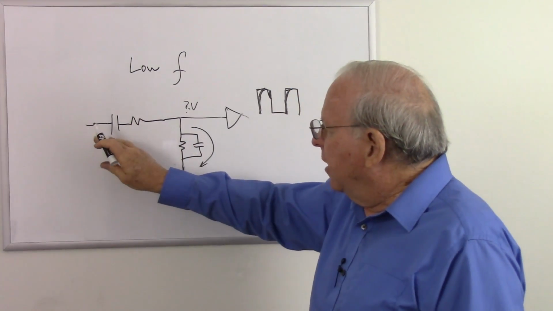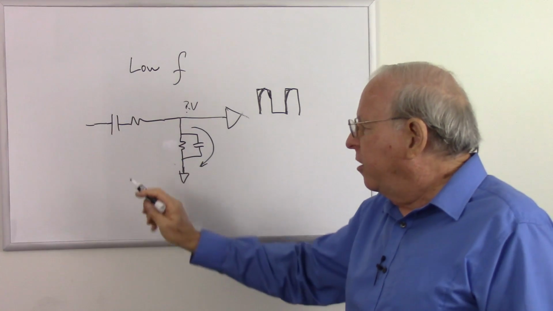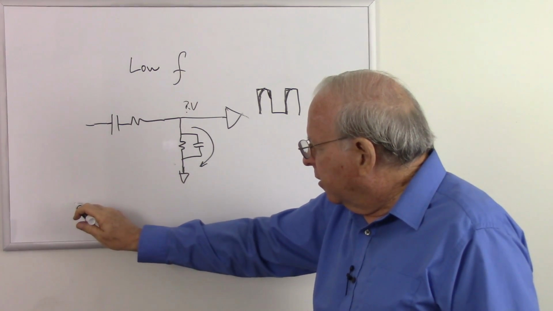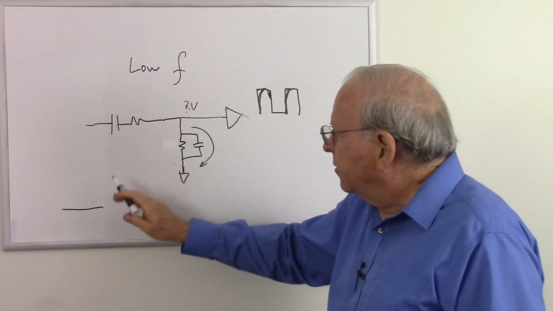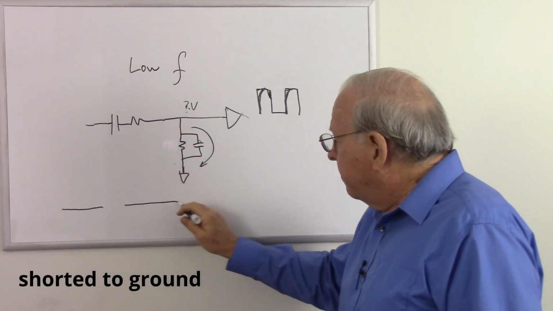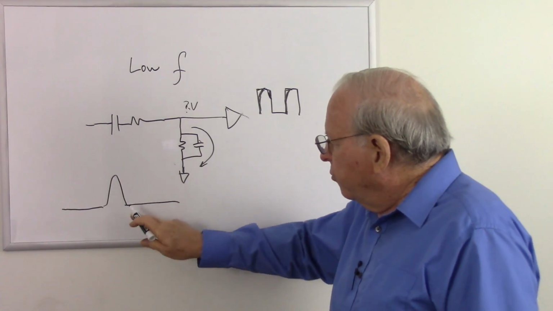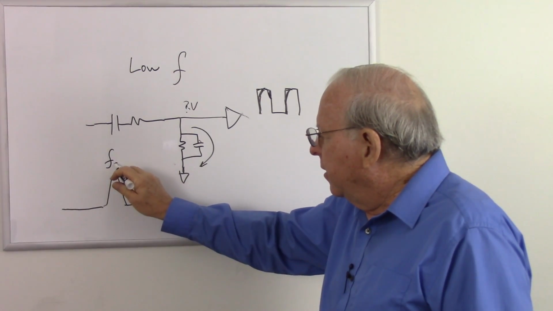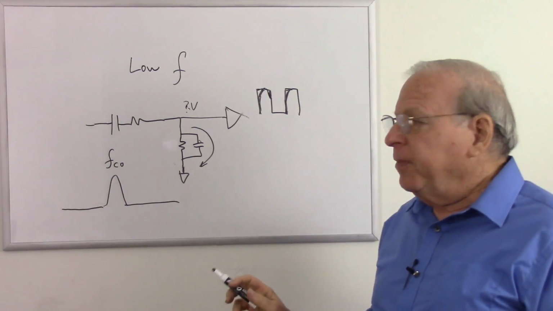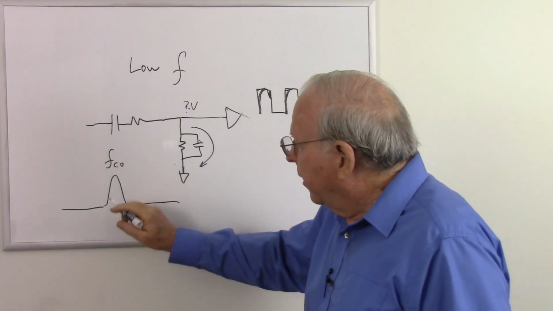So now when this becomes an open switch at low frequencies, it blocks the low frequencies. So low frequencies, if we look at a graph here, the low frequencies are blocked by this capacitor. The high frequencies are blocked by that capacitor, and only frequencies very close to the cutoff frequency are able to make it through.